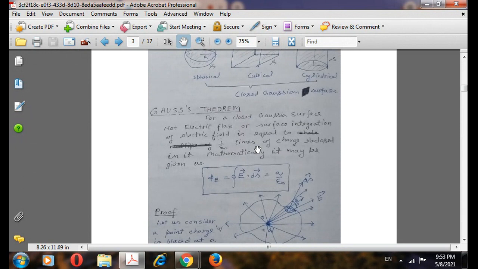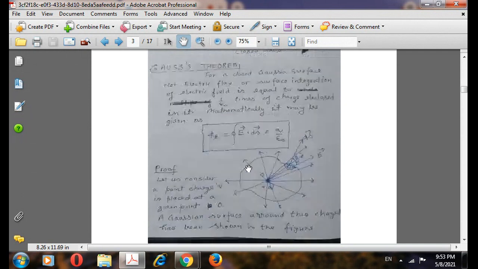Mathematically, it is expressed by phi e is equal to the surface integration of vector E dot ds, and this is a closed integration, which is equal to q upon epsilon naught. It shows that according to Gauss's law, the whole electric flux through a closed surface is equivalent to q upon epsilon naught. It depends upon the magnitude of the charge which is existing inside the surface.